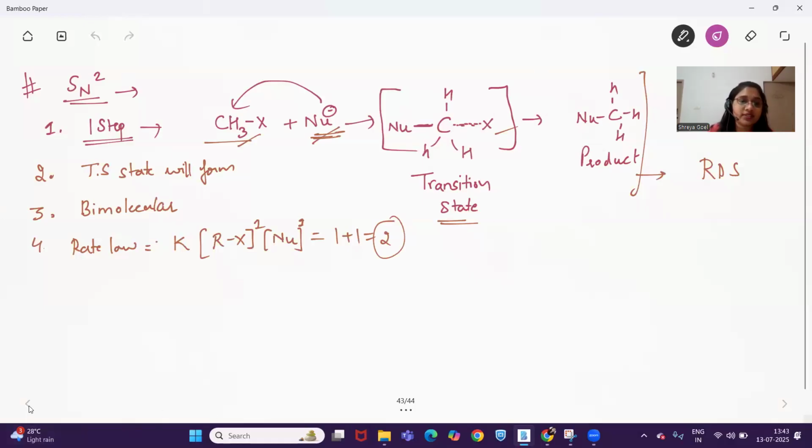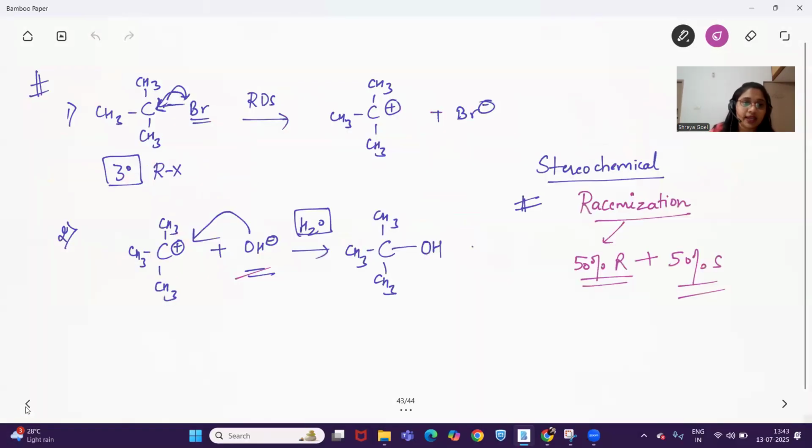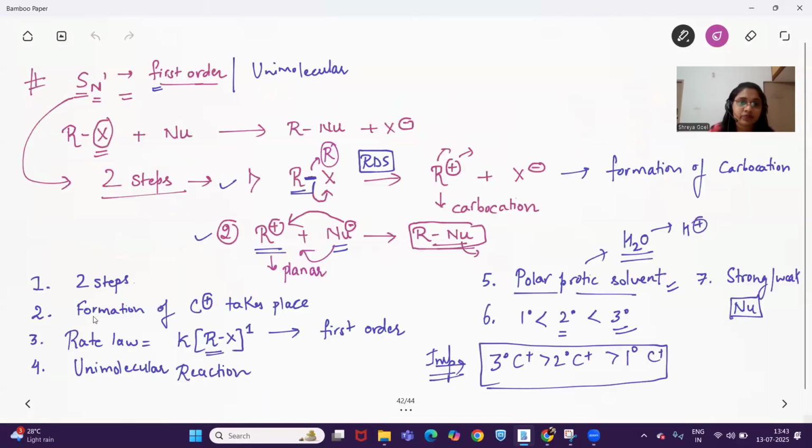So what other points have we studied about the SN1 reaction? If we compare, we have covered all this.